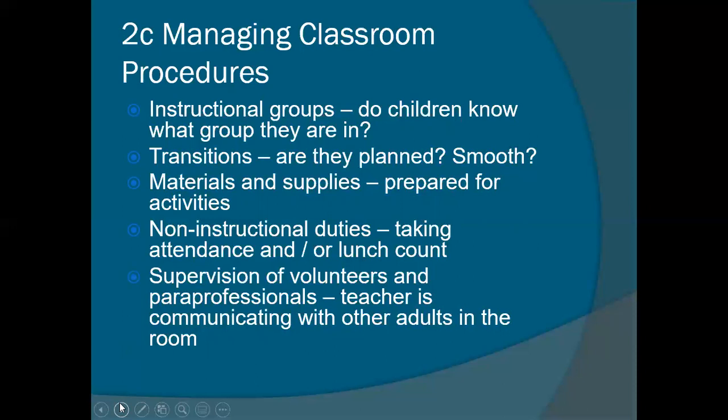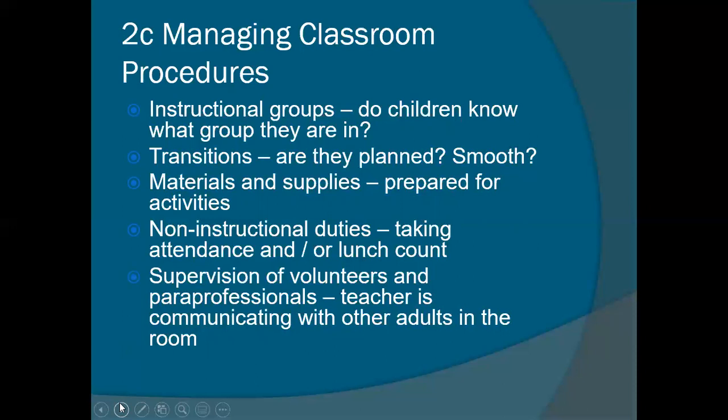This also takes a look at what's happening when non-instructional duties have to occur. So a lot of times, you have to take attendance, you may have to do lunch count, but what are the children doing when those things are happening? Are they sitting on the rug waiting? Are they engaged in an activity?